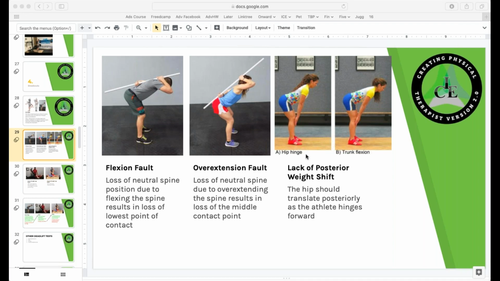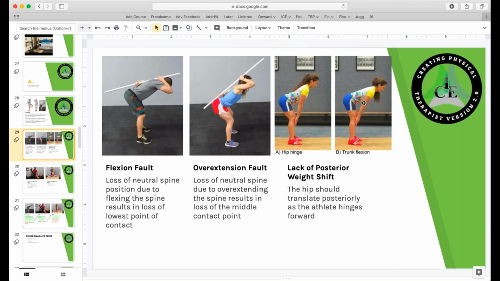And then the third fault we'll see is people that have a lack of posterior weight shift. So that's what we see here on the far right, where that individual's hip does not translate posteriorly as they hinge forward. Instead, they just flex their trunk forward, versus what we want to see is the left picture there, where the trunk flexes forward, but the hips also translate posteriorly. That is an individual that is loading their low back, their hips, their glutes, and their hamstrings. The person on the far right is loading their hamstrings and low back.